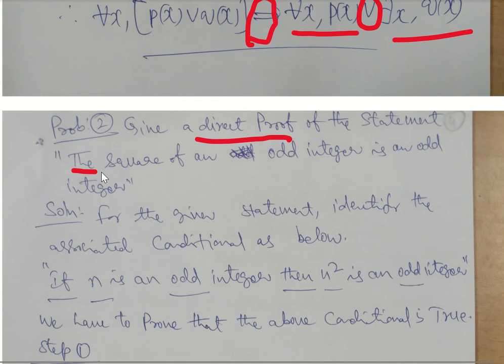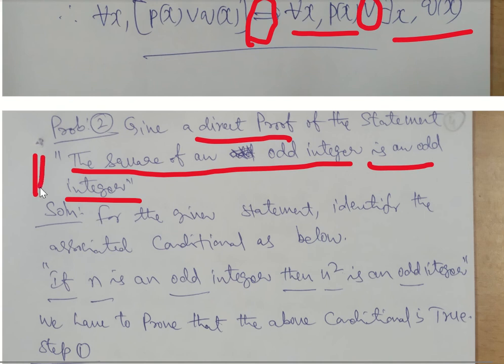What is the statement? The square of an odd integer is an odd integer. Take the statement as it is. So this is a statement, but we are supposed to use direct proof. As we discussed just now, this proof, either direct proof, indirect proof, or proof by contradiction, is applied to a conditional statement. First see whether the given statement is in the conditional form. If it is, fine. If it is not, we have to convert that suitably into conditional form. Conditional form means if, then.